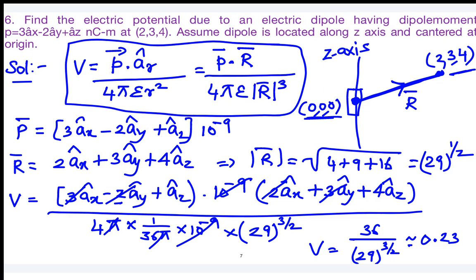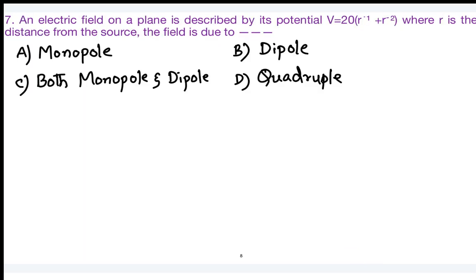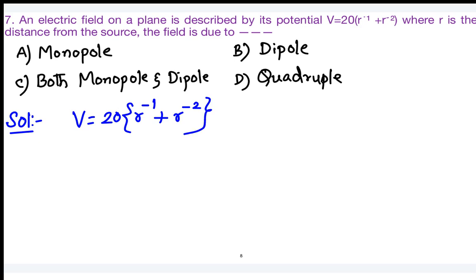So we'll go to the next question then. The electric field on a plane is described by its potential. He has given V equal to 20 into R power minus 1 plus R power minus 2, where R is the distance from the source. Is the electric field due to a monopole, a dipole, both monopole and dipole, or a quadrupole? Can you answer this question? Here he has given the expression for the potential, and you need to say whether it is due to a monopole, dipole, both, or a quadrupole.